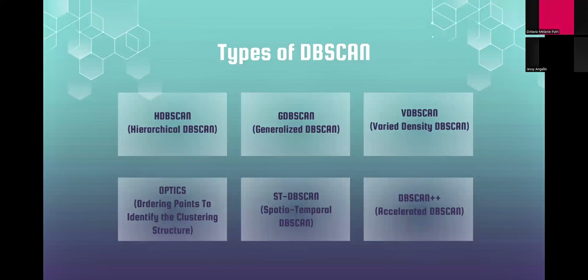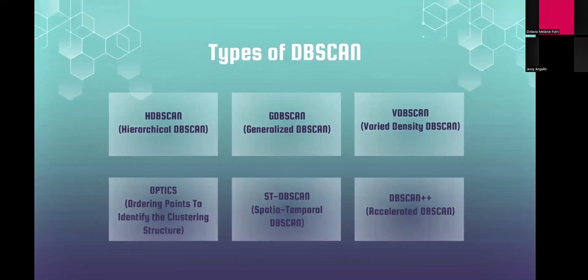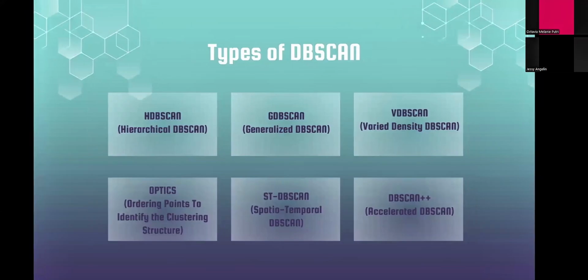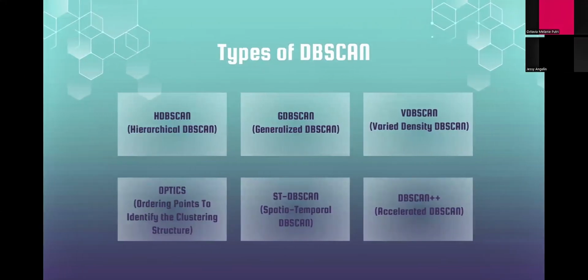Fifth, spatiotemporal dbScan. This is frequently used in moving object tracking and adds the time dimension to spatial dbScan. Sixth, dbScan++, accelerated dbScan. This is an optimized version using spatial indexing and often used in big data systems or machine learning pipelines.